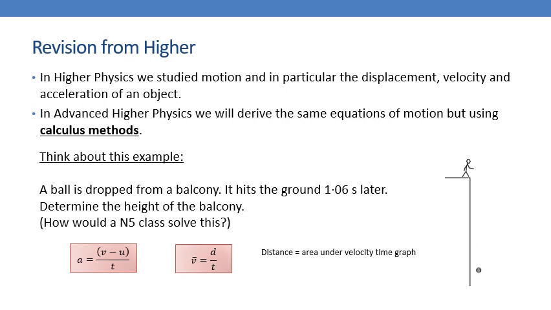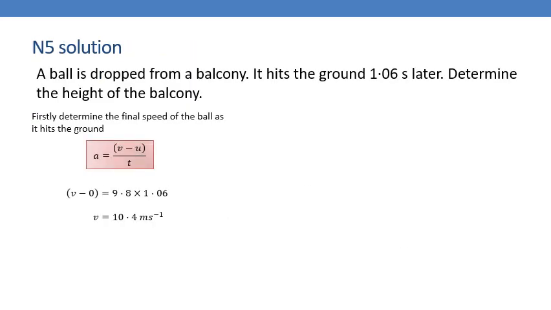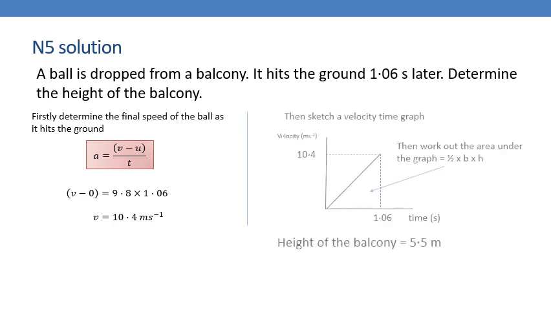At National 5, you would have solved this using acceleration, speed, distance, time, and distance is the area underneath the graph, as shown here. So you could work out the speed when it hits the ground. You could plot a velocity-time or speed-time graph and then work out the area underneath the graph to work out the height, 5.5 meters.